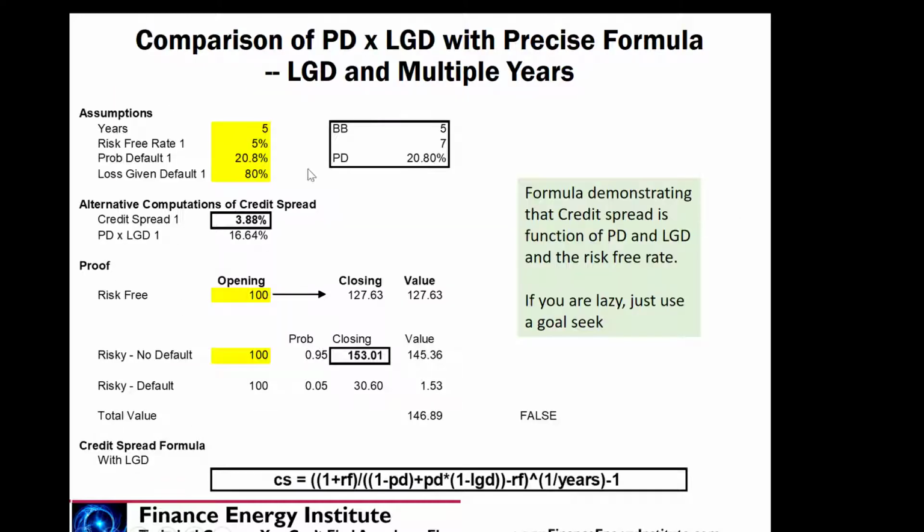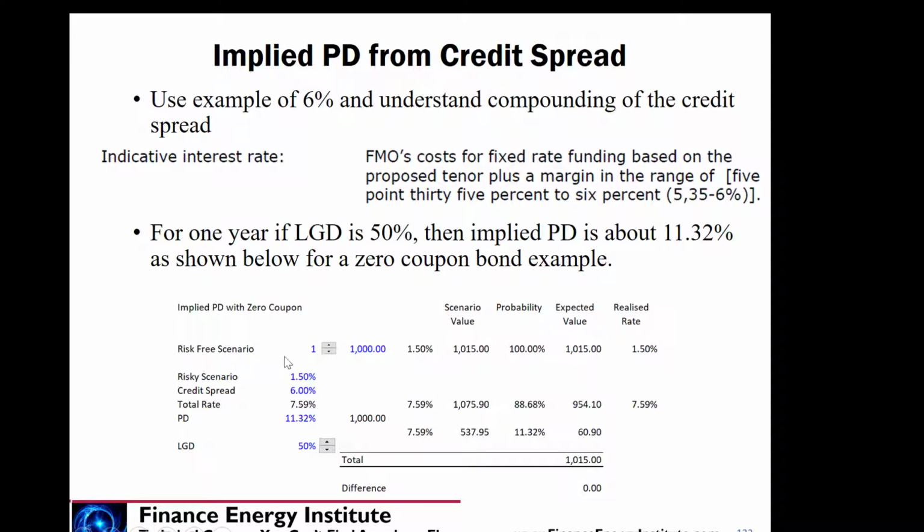And what you can do is take that formula, and it's not just CS equal PD times LGD. It's a little more complicated than that, because it depends on the risk-free rate and discounting and all that. So I worked out this formula. But if you're lazy, just use a goal seek. And here's how you do it.